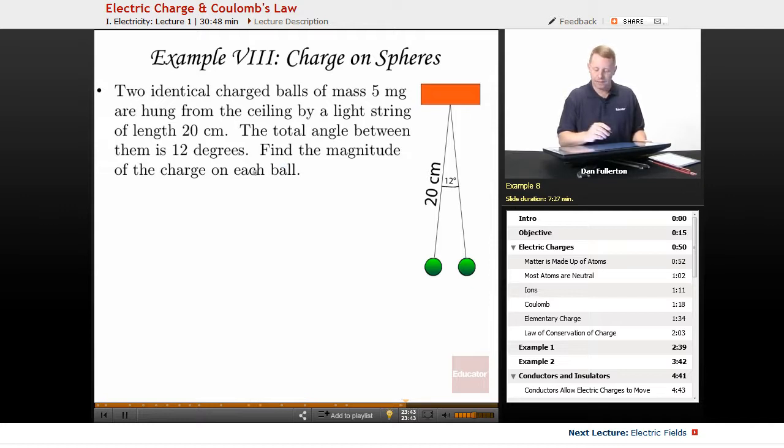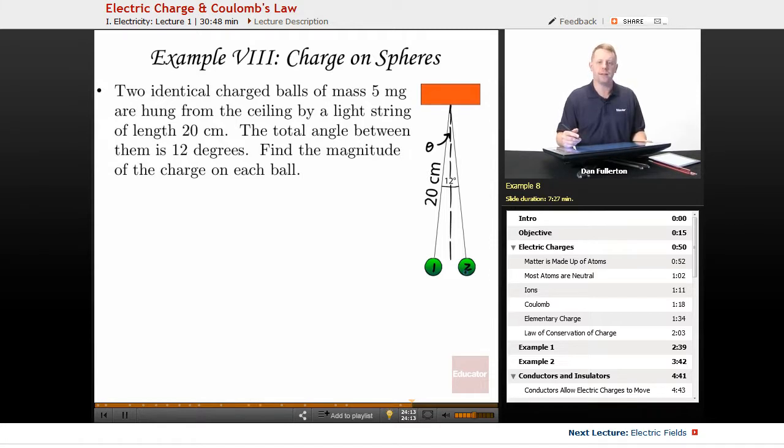All right, well, the first thing I'm going to do is draw in a little bit here. I'm going to draw a center line between these, just so that I can see what's going on here. And I'm going to call the angle right there theta. And if the whole angle between them is 12 degrees, this theta is 6 degrees, and that theta must be 6 degrees. And let's call this ball 1 and that ball 2.